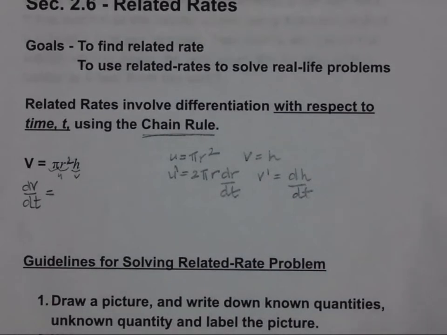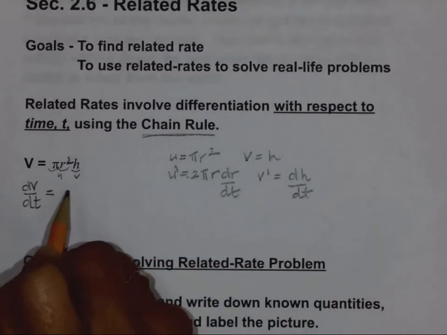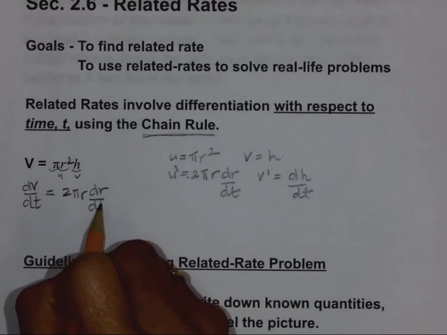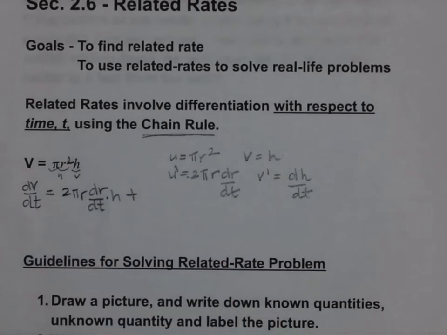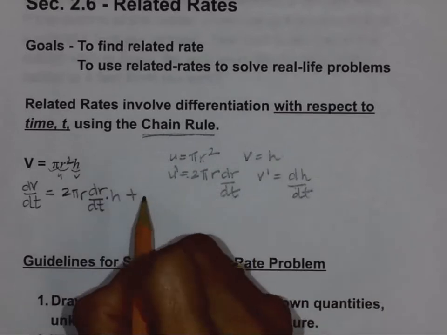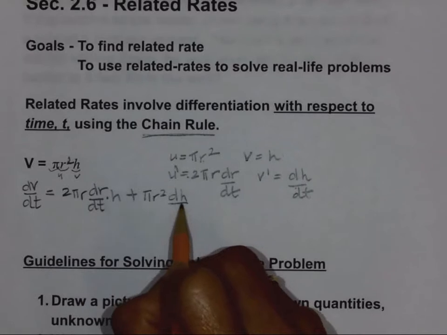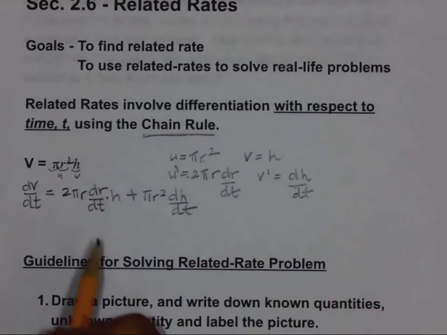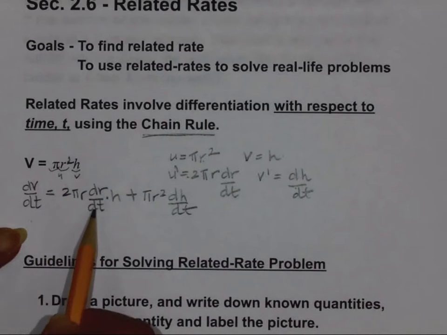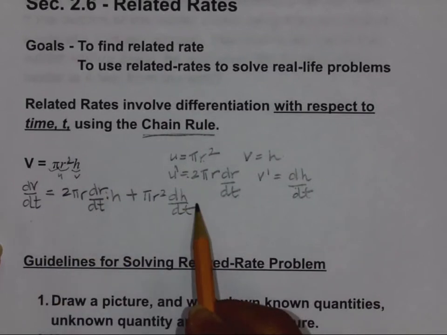Now using the product rule, we'll put this together. It's u prime v, so 2 pi r dr/dt times h, plus u v prime, which is pi r squared times dh/dt. This is the rate of change in volume with respect to time, in terms of the rate of change in radius and the rate of change in height.